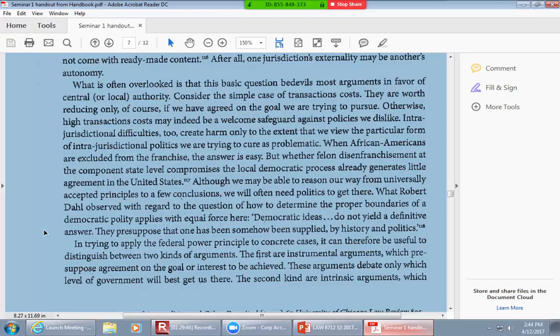So he says these democratic ideas presuppose that one has somehow been supplied, okay, by history and politics. So he's saying the boundaries must come from somewhere external to the model. So our discourse, our analysis are going to take that as a given. So we know, for example, a famous example of that is that of Quebec.